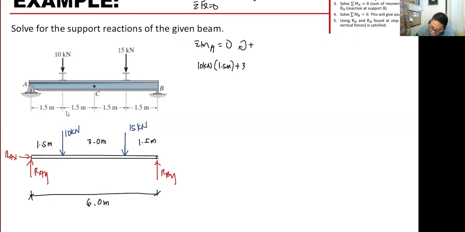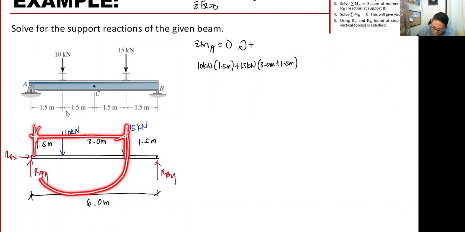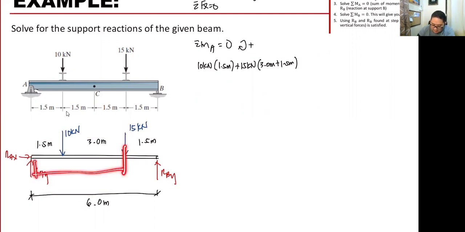Then next, we have the 15 kilonewtons. What is the total distance? We have 3.0 plus 1.5 meters. Okay? This is it, because this is what it will travel from the point to A. This is what it will rotate toward there. Meaning, that is its perpendicular distance from the point that we are rotating about. Okay?